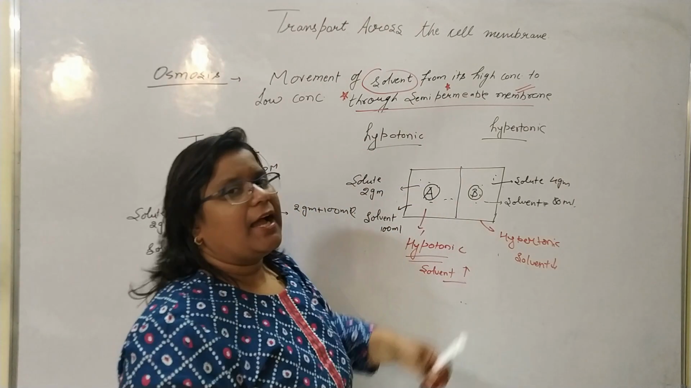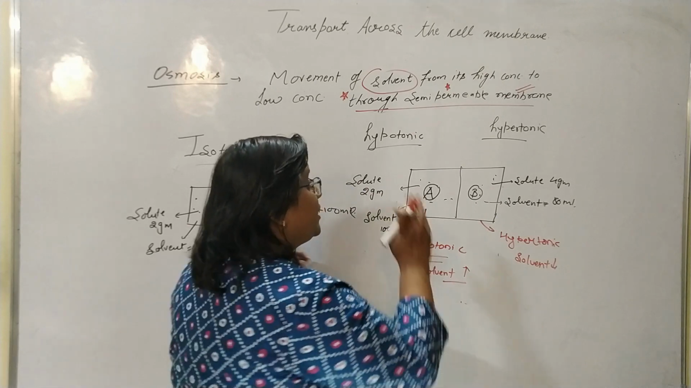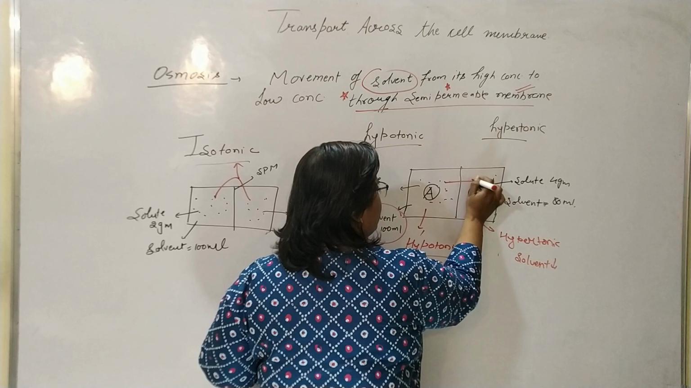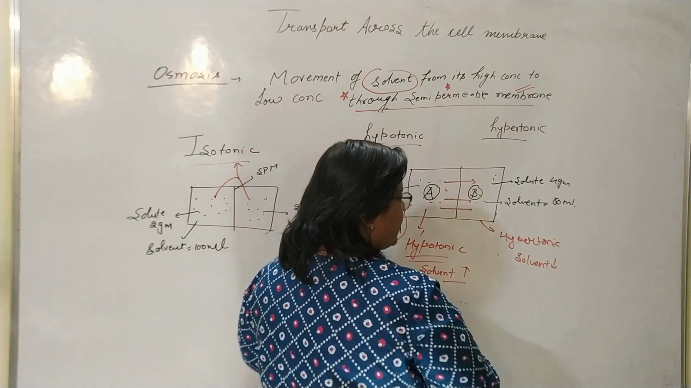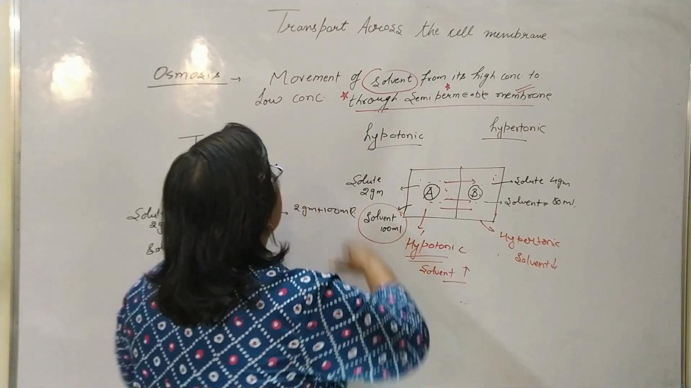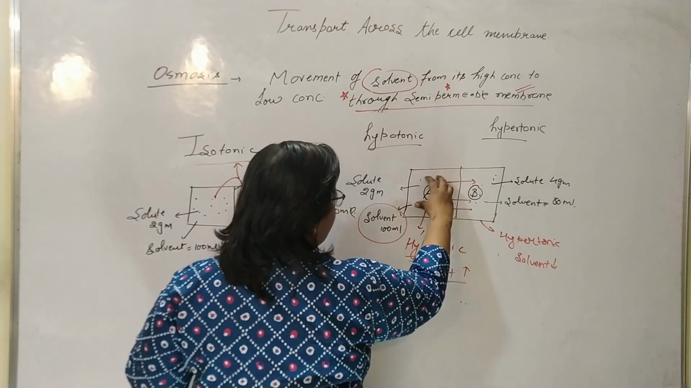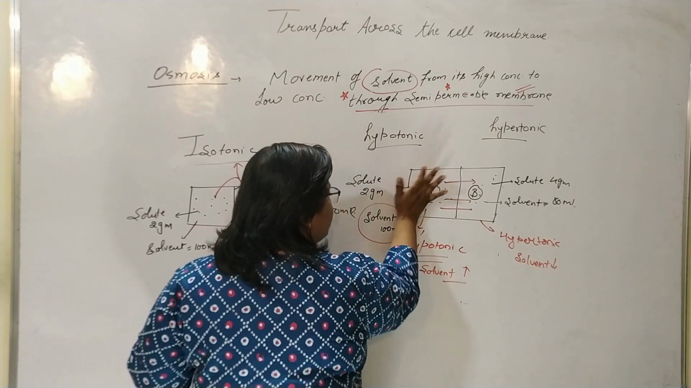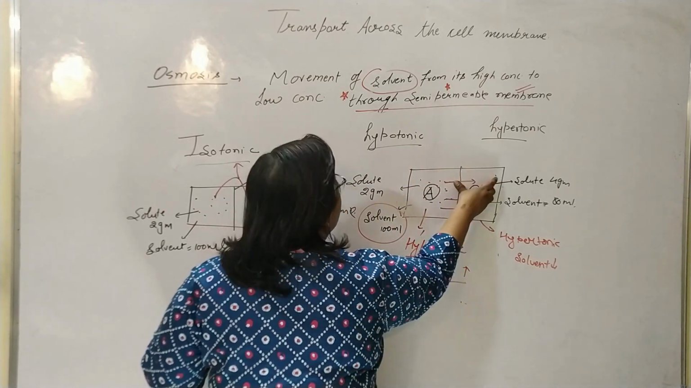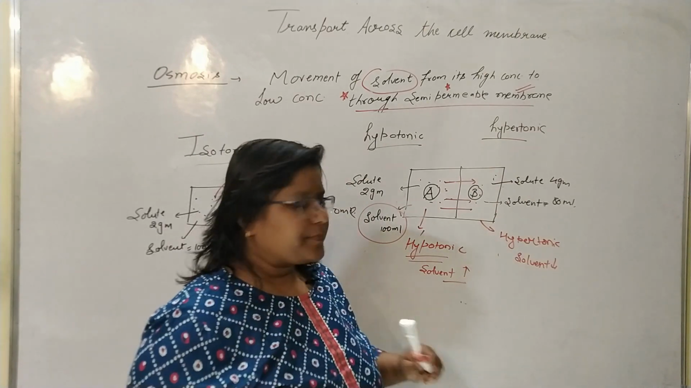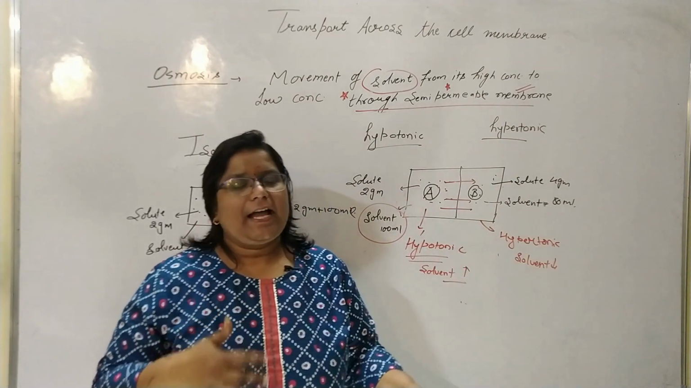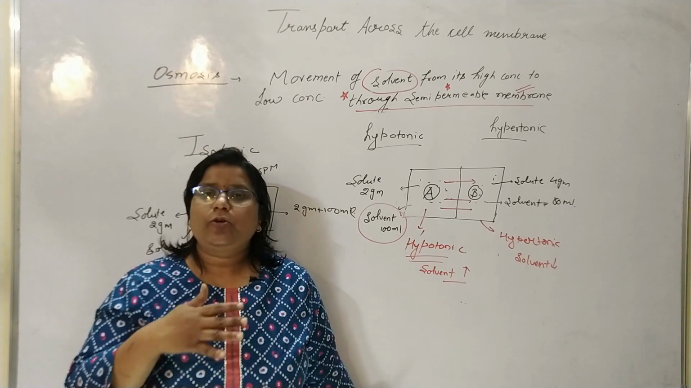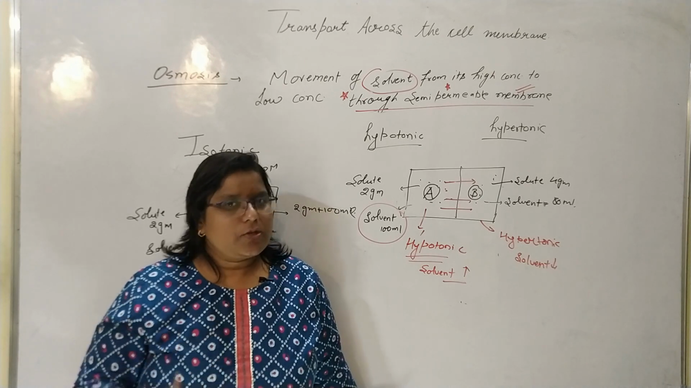So the solvent particles move from the hypotonic solution to the hypertonic solution, because, as in the definition we discussed, the solvent moves from its high concentration. The concentration is high in the A chamber, and the particles of the solvent will move from the A side to the B side through the semi-permeable membrane. So the movement of the solvent from high concentration means from the hypotonic solution to the hypertonic solution.